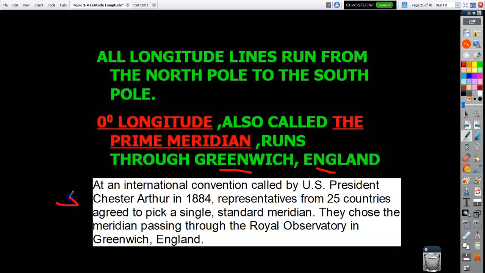So I have this little bit of info down here. At an international convention called together by U.S. President at that time, Chester Arthur, in 1884, representatives from 25 countries agreed to pick a single standard meridian. They chose the meridian passing through the Royal Observatory, which is in Greenwich, England. So Chester A. Arthur called together this group, and 25 countries got together in 1884, and that's where they decided to move the prime meridian. I forget where it was before that, but anyway, that's where it's been since the late 1800s. It's been through Greenwich, England.